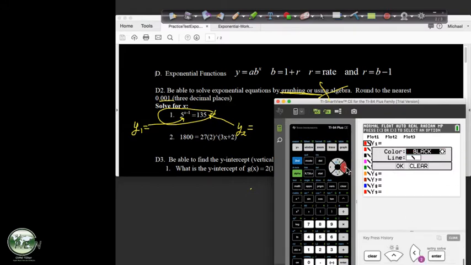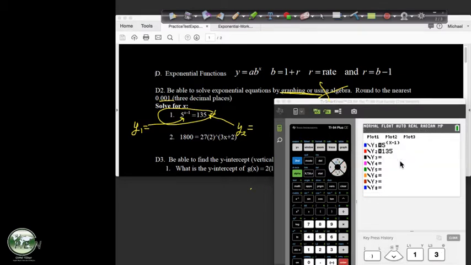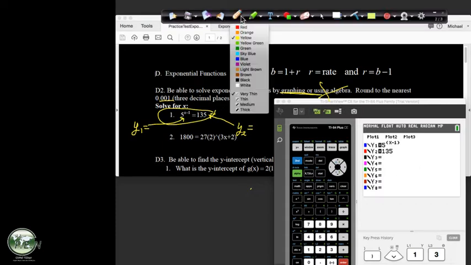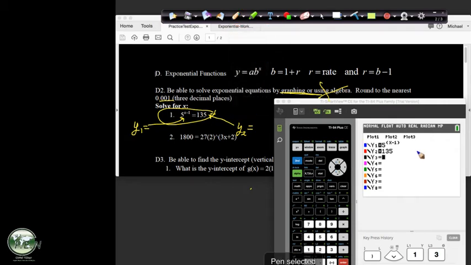colors. We want to start thinking when we go to our graph, it's going to have a certain size window. So we want to think, what do we need to be able to see? Okay, so what does this 135 tell us?